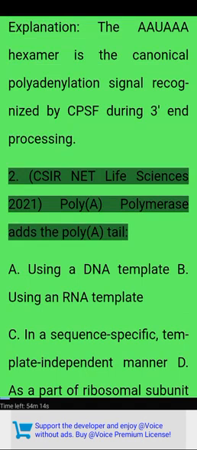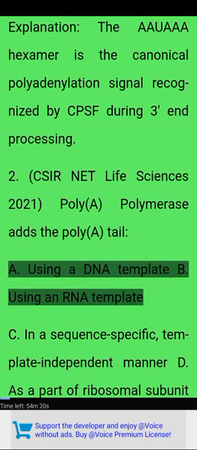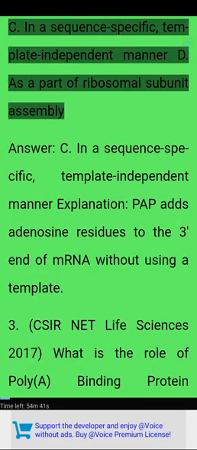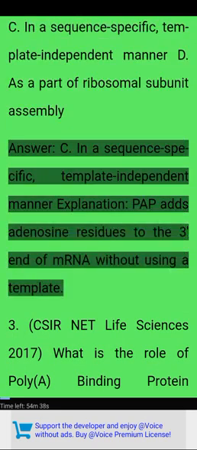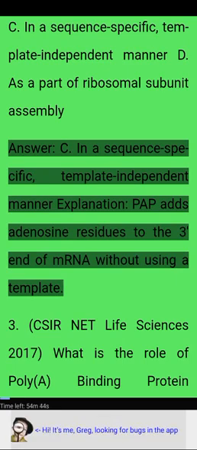2. CSIR NET Life Sciences 2021. Poly A polymerase adds a poly A tail. A. using a DNA template. B. using an RNA template. C. in a sequence-specific, template-independent manner. D. is a part of ribosomal subunit assembly. Answer: C, in a sequence-specific, template-independent manner. Explanation: PAP adds adenosine residues to the 3' end of mRNA without using a template.